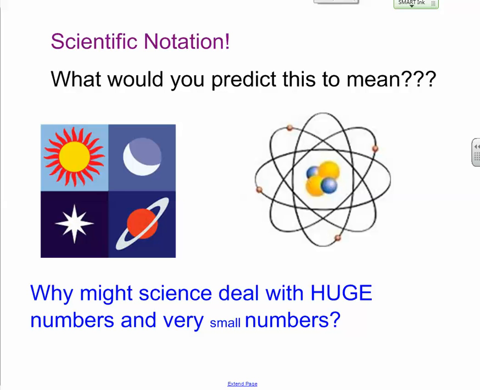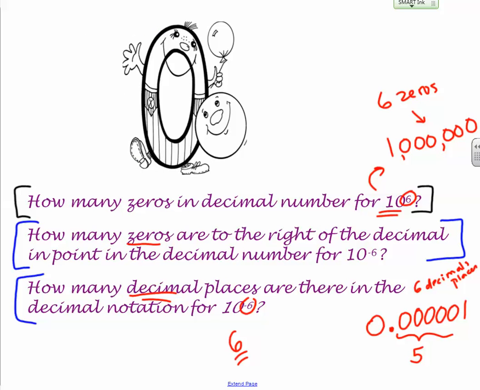Scientific notation. It's a pretty cool thing. So I asked you to predict what you thought this might mean. Scientific notation is a way that scientists write really big numbers, like the distances between stars, or really tiny numbers like the size of a red blood cell in your body. So they have a special way that helps them write really big numbers.